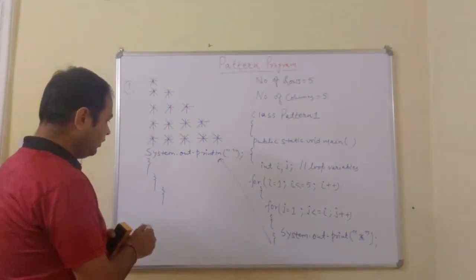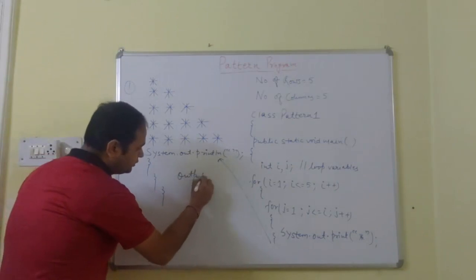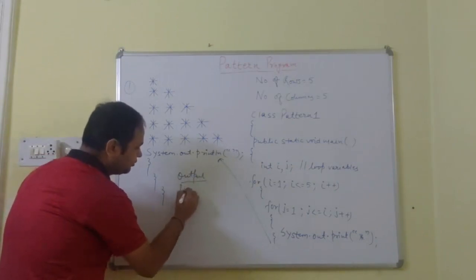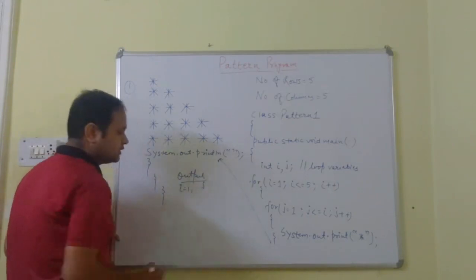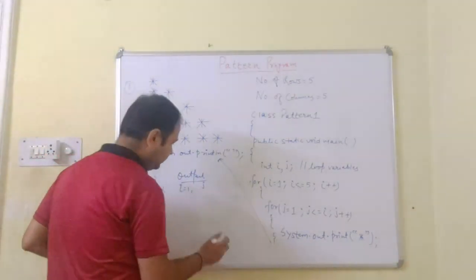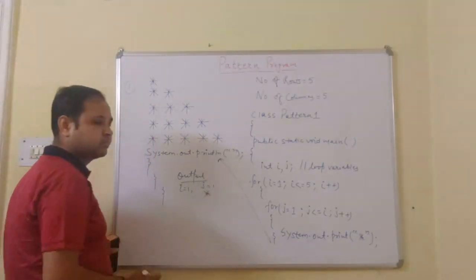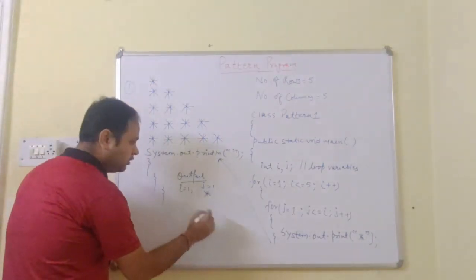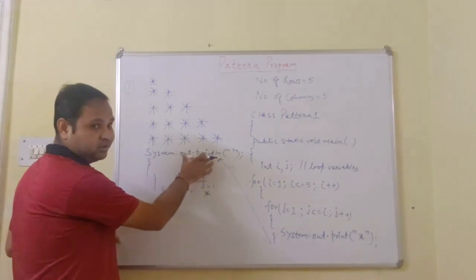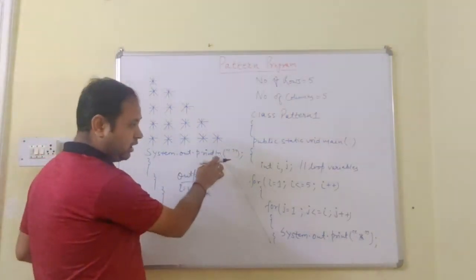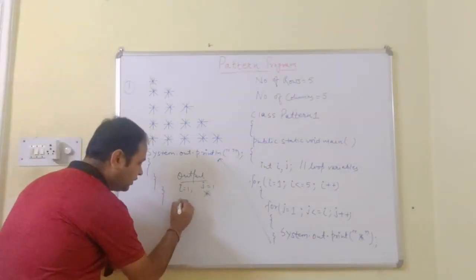So if I now go to the output, first i is equal to 1 and the j loop is rotating. Inside the j loop we are printing a star. So it rotates 1 time, so it prints 1 star. Then the println is given here, System.out.println, which is used to change the line of the cursor.